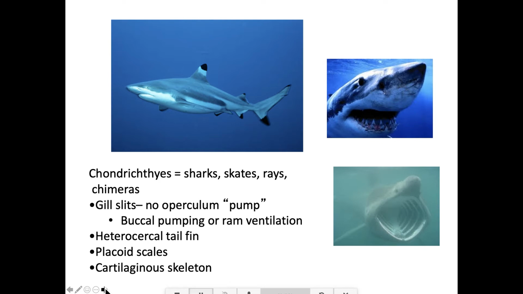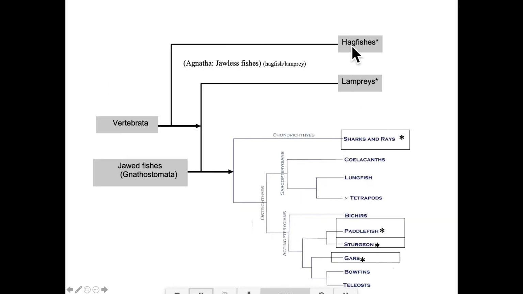Their ancestral ventilation system causes them to need buccal pumping, so they'll open and close their mouth frequently to force water over their gills, or also ram ventilation, which you'll see when sharks are swimming with their mouth open. Just the movement is enough to get enough water over their gills for respiration. So remember here, we did hagfishes, we did lampreys, sharks and rays. You'll be responsible for identification of these specimens in jars.